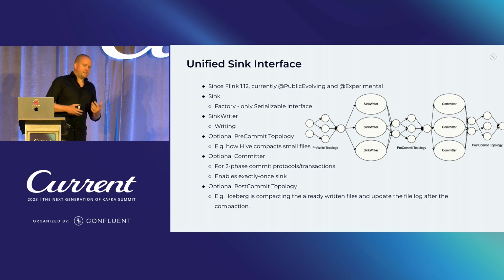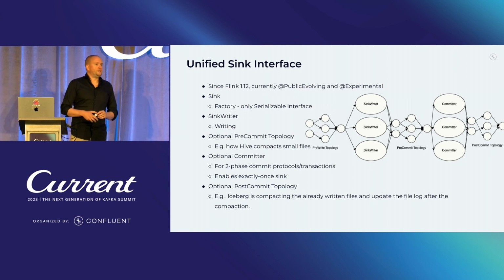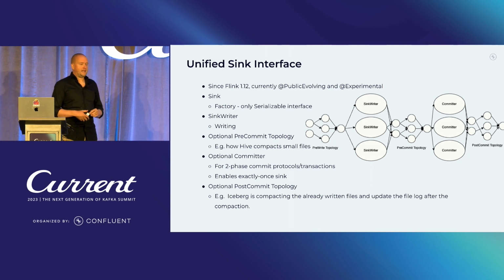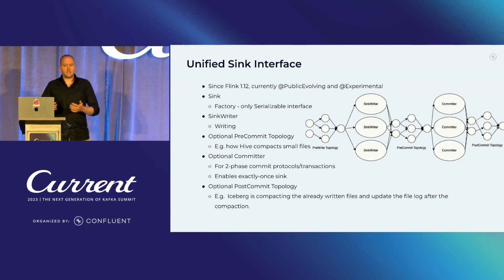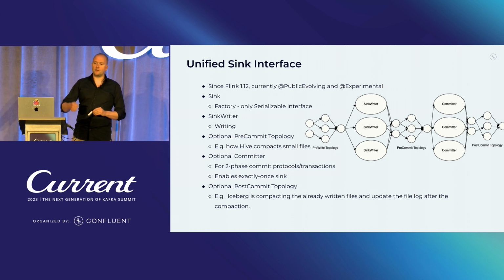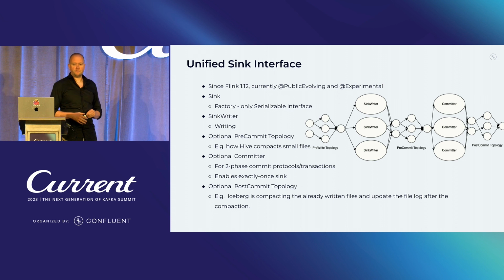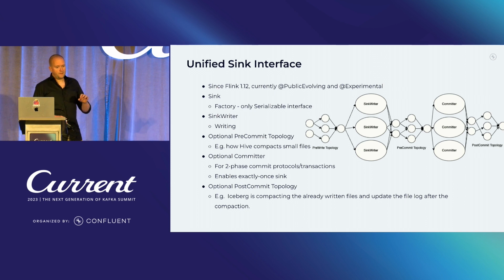The last part is a post-commit topology. This is again quite a common example for doing some additional processing after the data has actually been made visible and available. This could be useful in the case of an Iceberg connector, which actually writes the files immediately to the sink and uses a post-commit topology to take care of compaction after they have written the files and updating their file logs. Because unlike Hive, it can actually deal with these types of transformations.